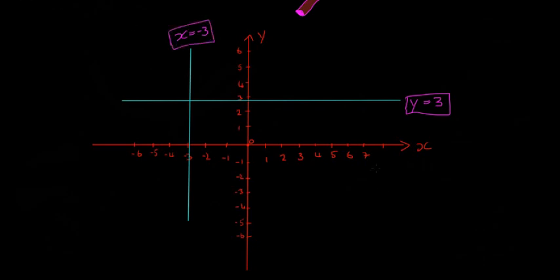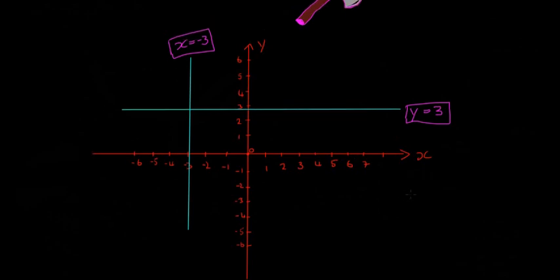Another kind of weird curveball question they could ask about lines like this is, what are their slopes? The slope of a flat line like this is equal to 0, because it's the rise over the run, and the rise is 0, so it's going to be 0.